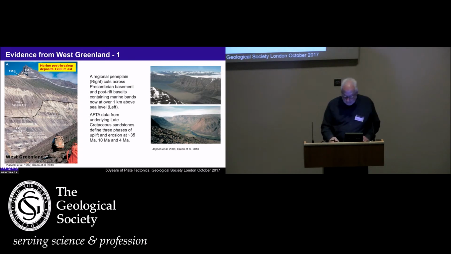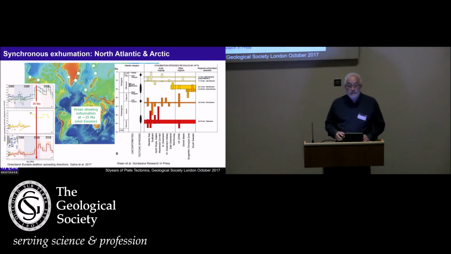And 35 Ma is a popular time for this sort of movement around the North Atlantic and Arctic. Here, these green dots show areas where we've seen the same sort of exhumation beginning at 35 Ma, from Alaska, the Mackenzie Valley, West and East Greenland, up into Svalbard and the Barents Sea, and in the UK. We also see other events in the North Atlantic at similar times.